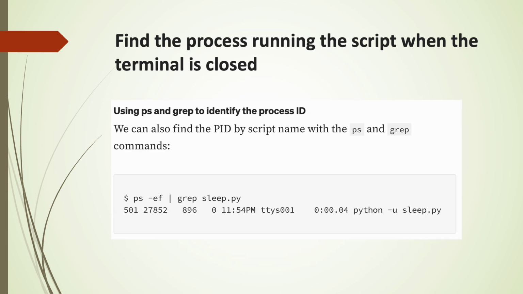We can also find the process ID by script name with the ps and grep commands, as shown in this example.